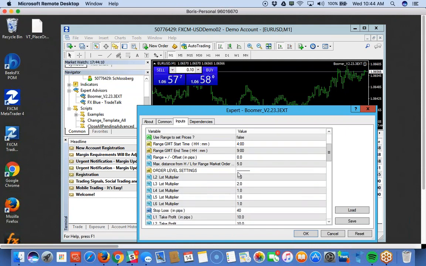So now we get into lot multipliers. We're only going to go to two levels in our structure, right? This EA has the potential to go to 5, 6 levels and provide any kind of multiplication on each particular level. But in our particular case, we're only going to go to 2 levels, which is multiplier 1, right? So we just leave the multiplier at 1.